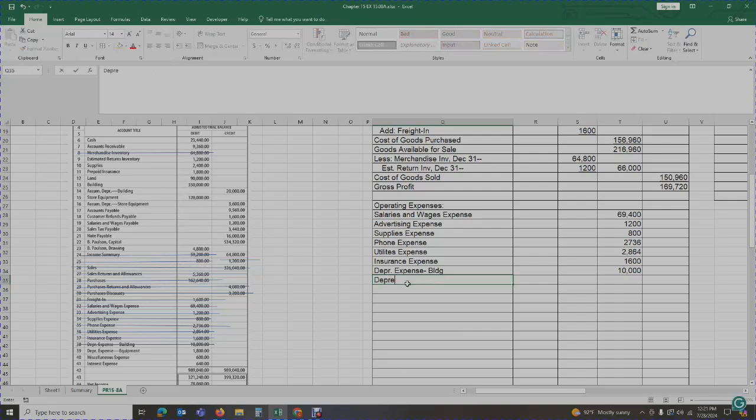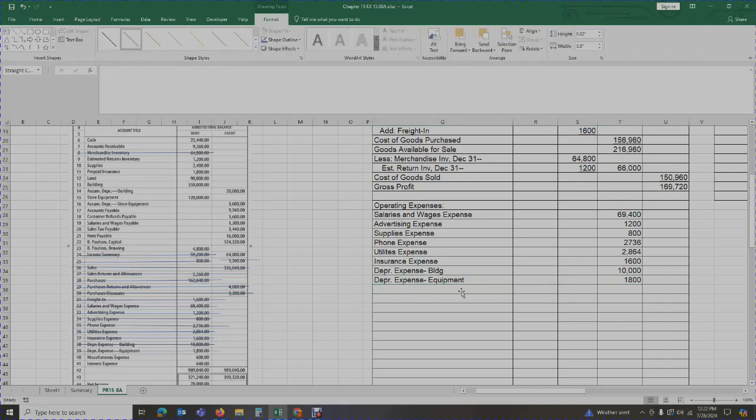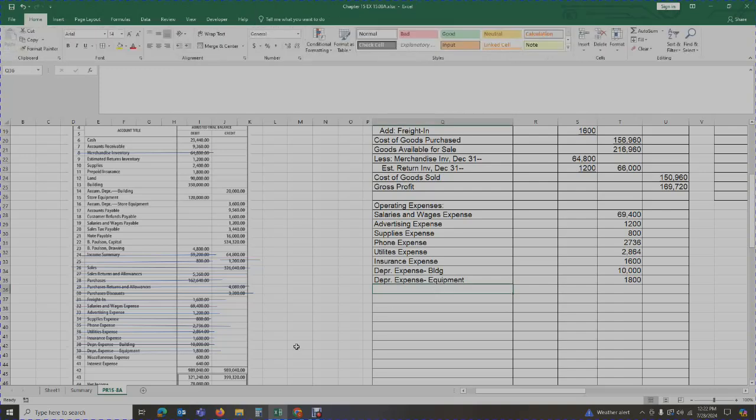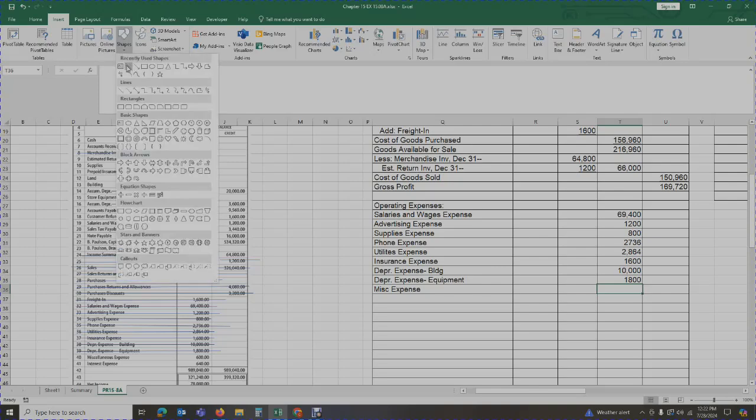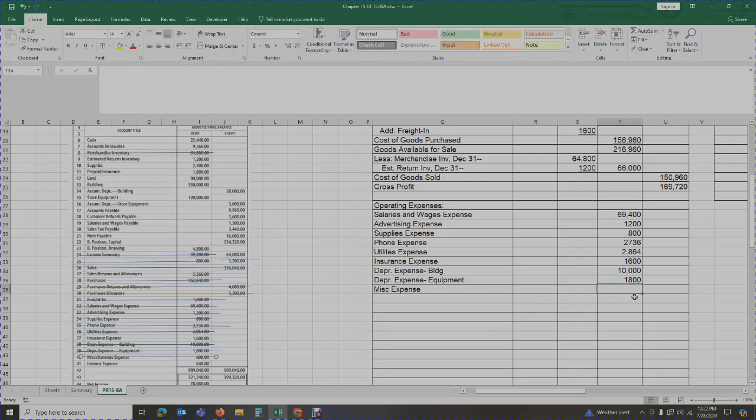And then we've got depreciation expense equipment, $1,800. Okay. And then we've got miscellaneous expense. So you see, we're just bringing them in. Miscellaneous expense, we've got $600. Okay. So those are all of my operating expenses.